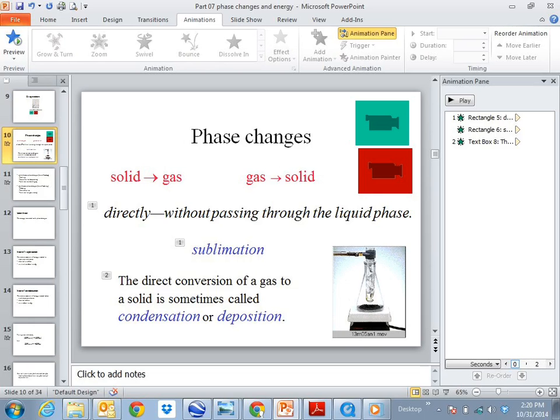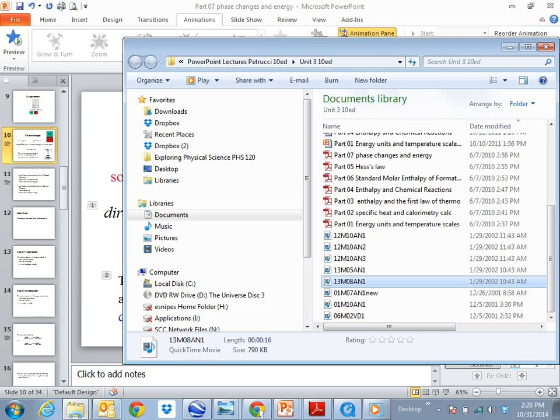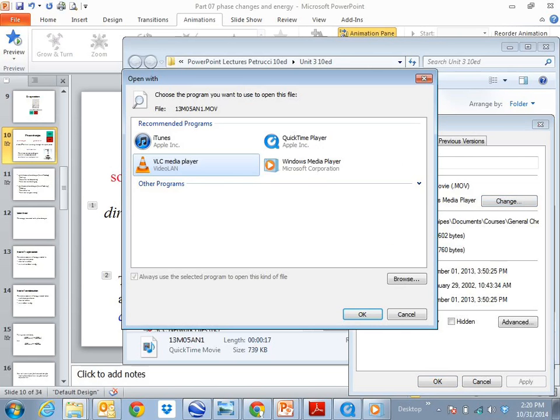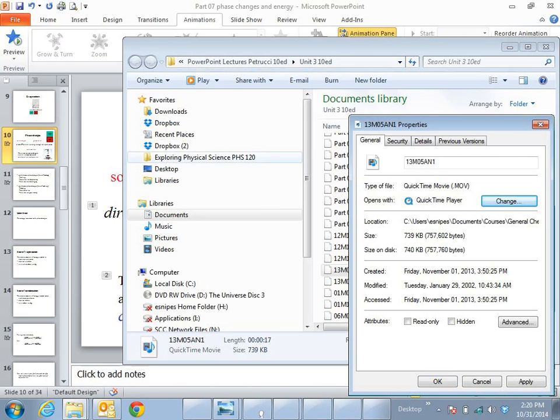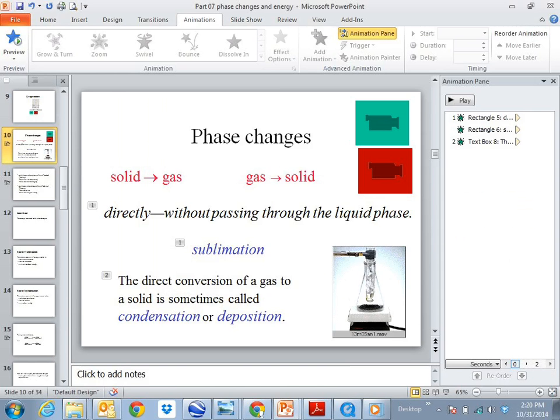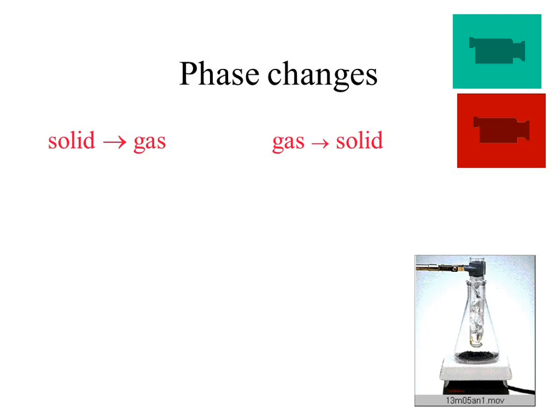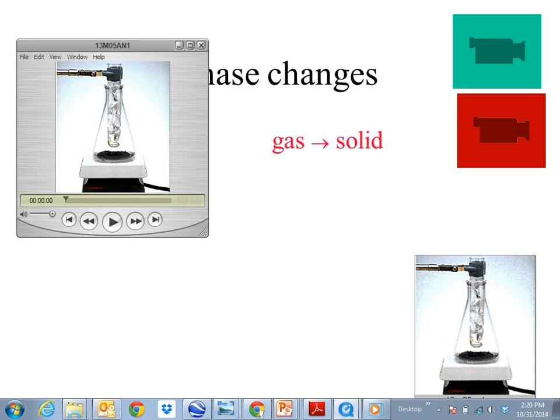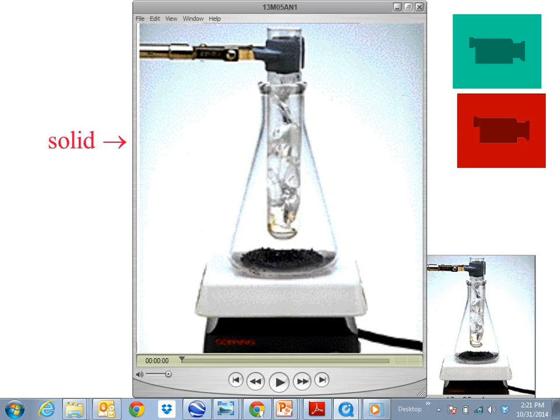Silly. I think it's an easy fix. I'll just fix it here. I think all you got to do is properties, open with, change, time. All right. I think you have to hit apply. Oh, I think I should have, but I didn't.